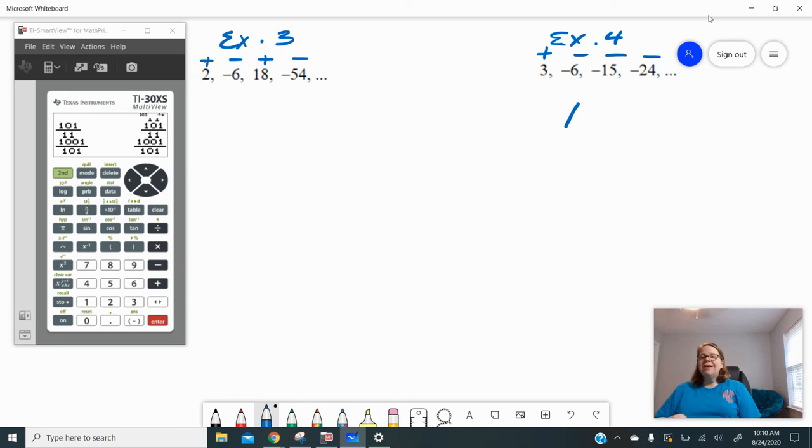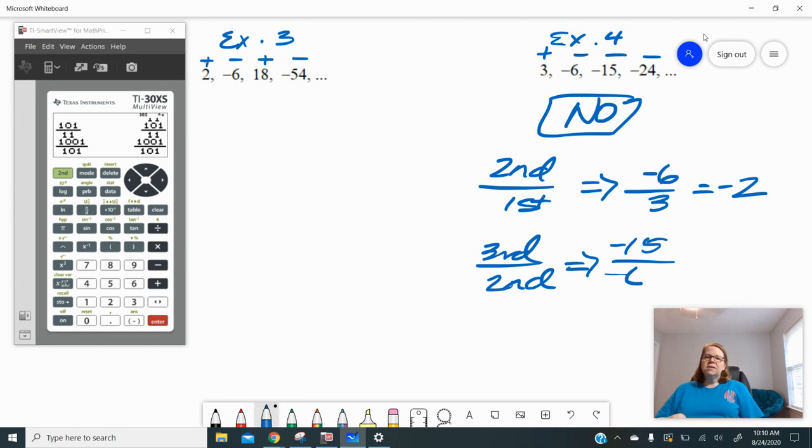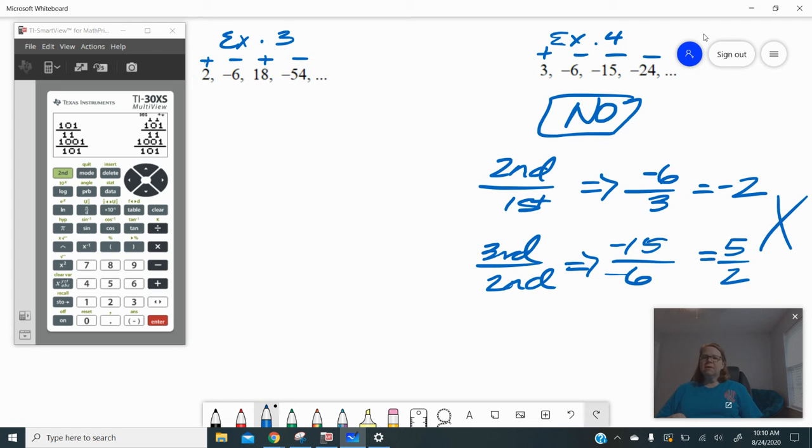So I automatically know that this is a no, to be honest with you, because of the signs. And you could write that as a statement, but if your teacher needs to see the work, then the work is super straightforward. Second divided by the first, -6 divided by 3 is -2. And then the third divided by the second, -15 over -6. Well, negative divided by negative is a positive, and that'll reduce by 3 to 5 over 2. And so that is not the same. So not a geometric sequence.